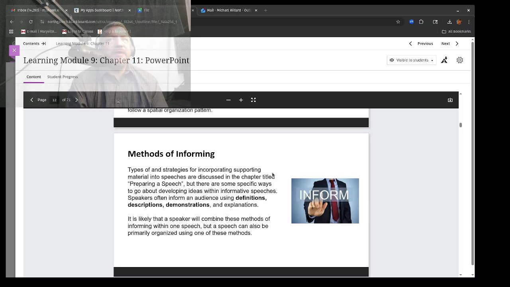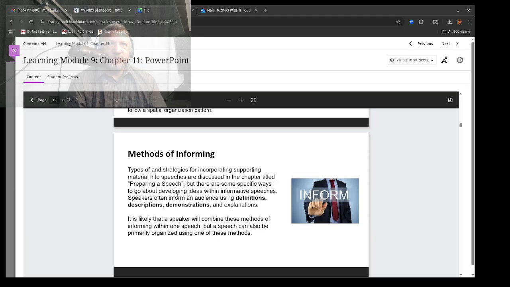When we think about informing people, we're trying to get a point across, right? We're trying to get them information. There are types and strategies for incorporating supporting material into speeches, and they're discussed in preparing a speech, which we didn't read in this book, right? We didn't go over a lot of stuff about speeches because, again, that's what public speaking class is. But I needed to include a bit.